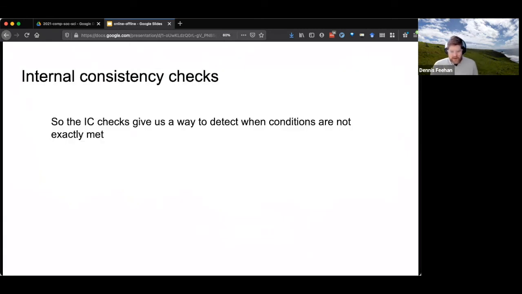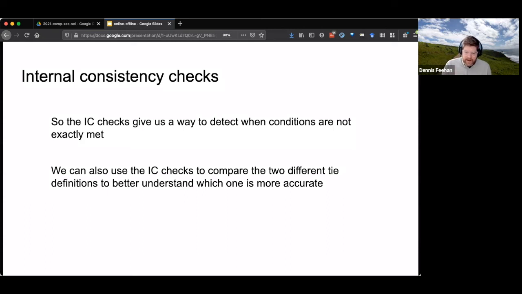So these internal consistency checks are really, really useful, because to make estimates from this kind of method that I'm describing, we have to make a lot of assumptions. And this is a way to give us a sanity check for the data that we actually collect. Like, how reasonable are these assumptions in this case?